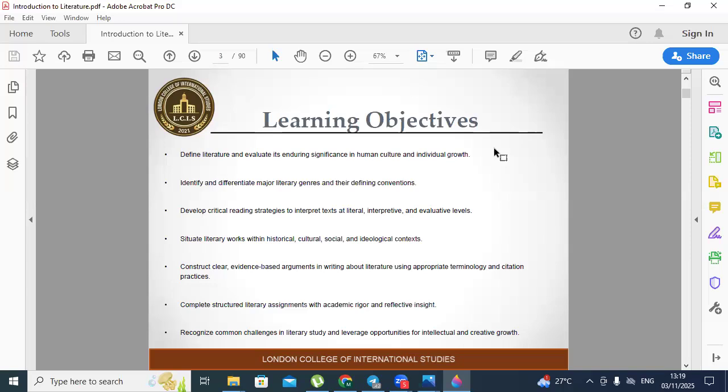Fourth, you will learn to situate literary works within their historical, cultural, social, and ideological context, understanding that no text exists in isolation. Fifth, you will construct clear evidence-based arguments in writing about literature using appropriate terminology and citation practices. Sixth, you will complete structured literature assignments with academic rigor and reflective insight. Finally, you will recognize common challenges in literary study and leverage opportunities for intellectual and creative growth.